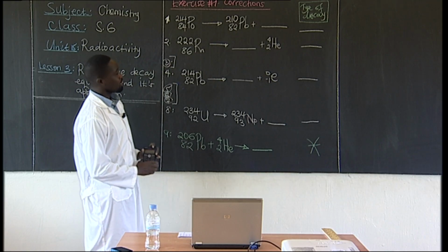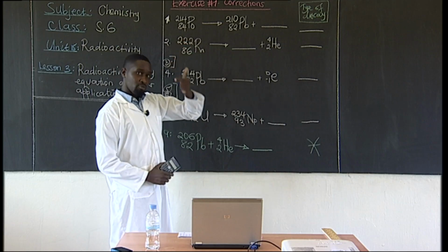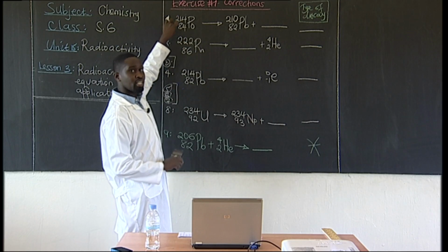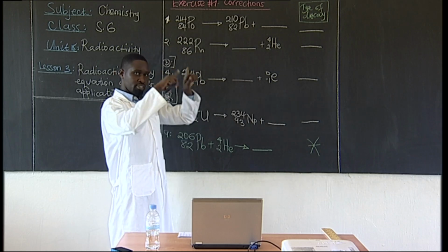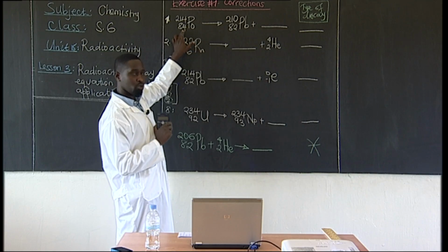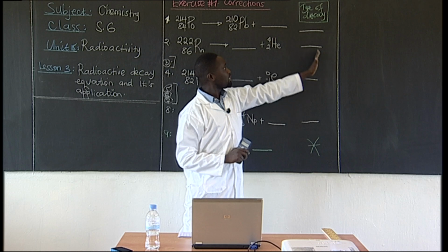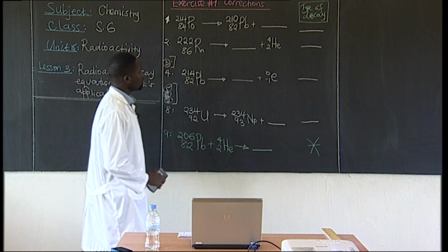So, the question was saying, complete this nuclear equation. Remember, they are nuclear. The reaction is taking place within the nucleus of the atom, not the electrons outside the nucleus. So that's why they are called nuclear equations. Then indicate the type of decay for each nuclear equation.